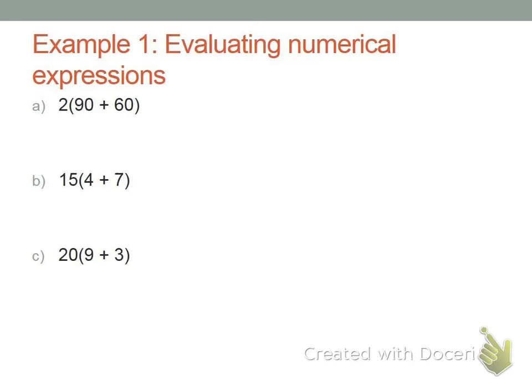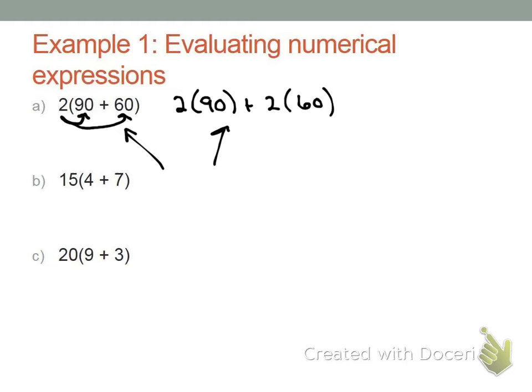So with distributive property, what I'm doing is I'm multiplying the number on the outside by every term inside the parentheses. And I'm going to rewrite that. 2 times 90 plus 2 times 60. Okay, I'm going to write that out. That is my equivalent expression. Now I'm going to solve. I can solve it with either expression. I can solve it with this one or this one. It does not matter. Okay, so 2 times 150 gives me my answer of 300.